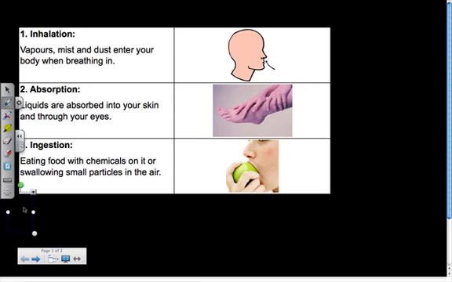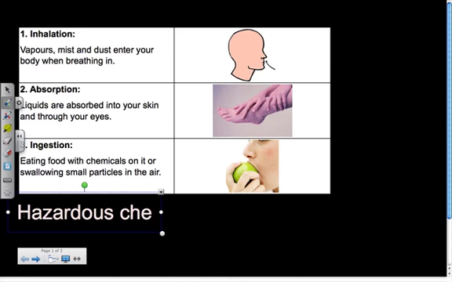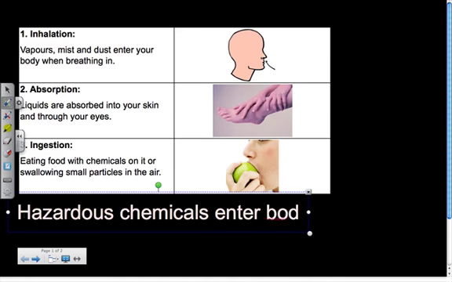We're working in Unit 1, Activity 4, and essentially we're just dealing with workplace safety and a safe environment in the workplace. Today, in this little mini lecture, we're going to focus on how hazardous chemicals enter the body. There are 3 different ways that these chemicals might enter our body.